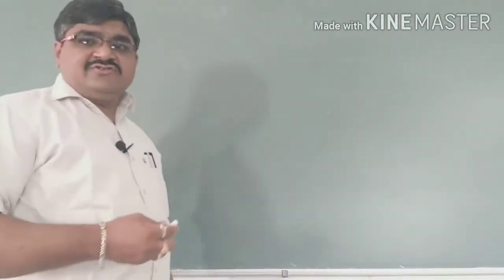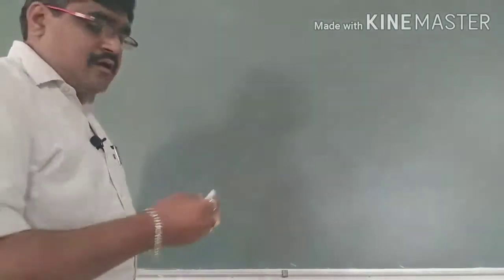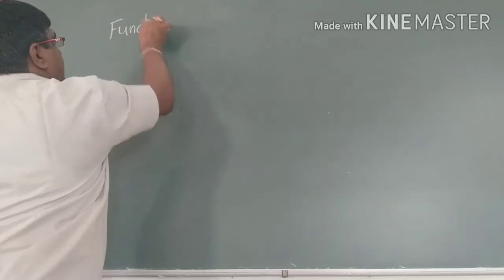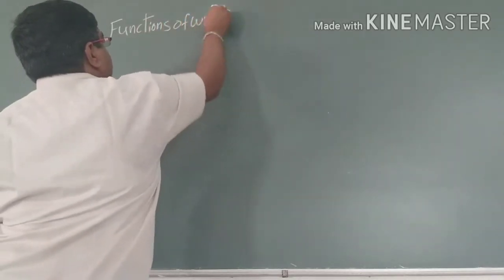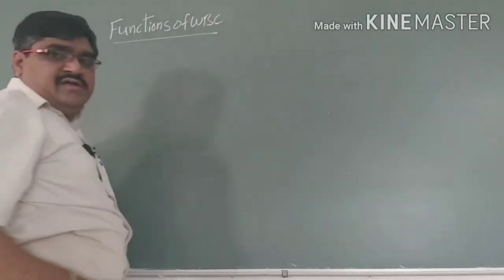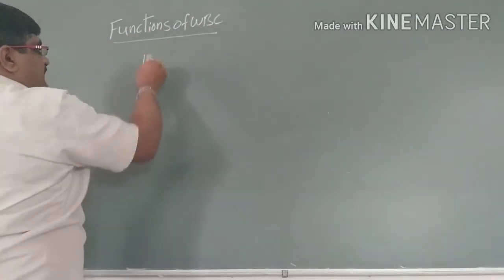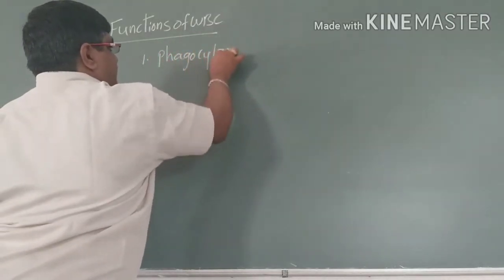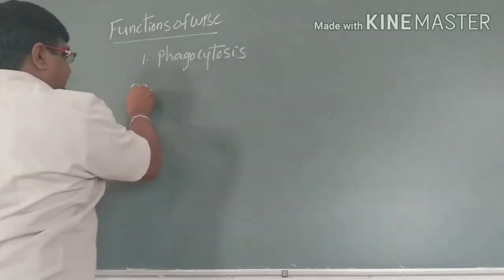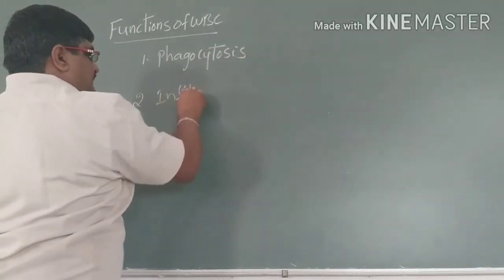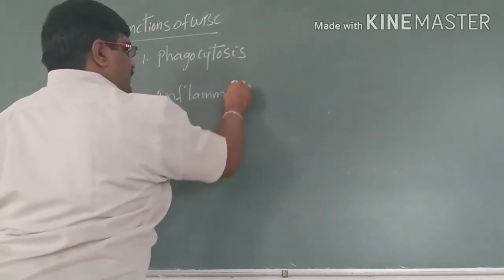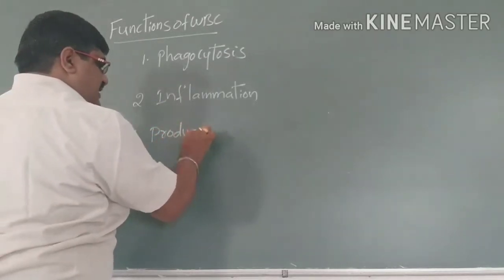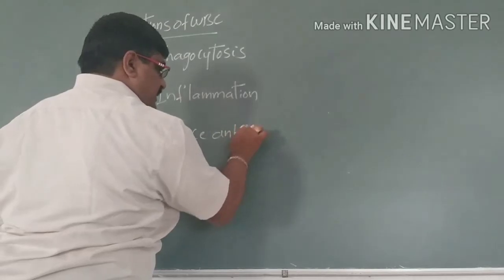Now coming to the functions of the white blood corpuscles, the WBCs. What are those functions? First, they act as phagocytic cells, which is phagocytosis. Second, inflammation takes place. And third, they produce antibodies.